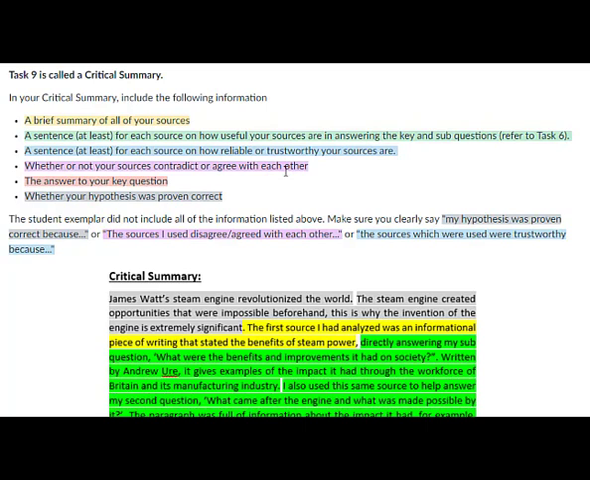you need to be able to write a critical summary, remembering that all of it is already in task 6 anyway, so you're already most of the way there. It's just about putting it all together in one paragraph.